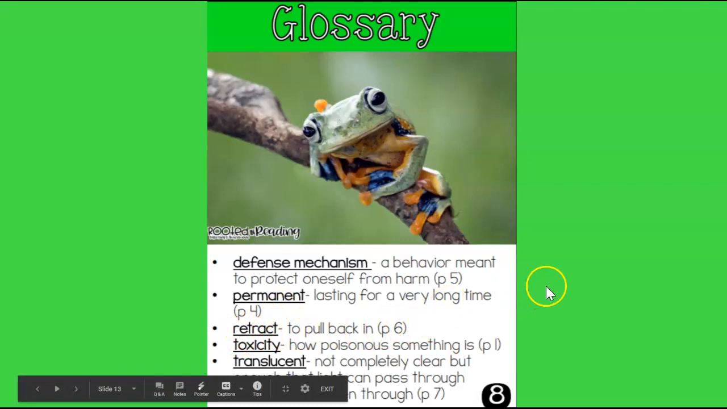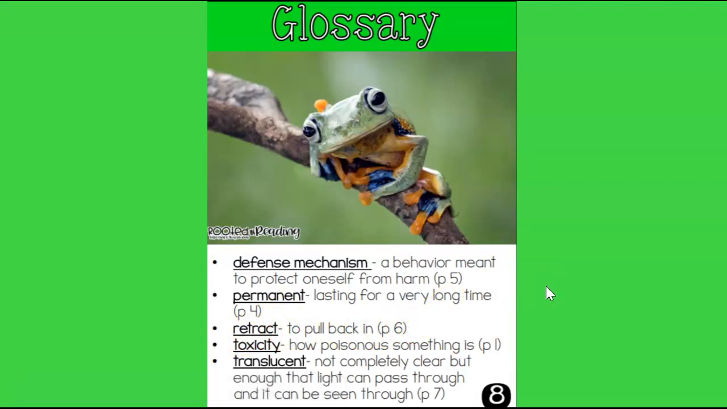Retract means to pull back in, and we learned about that when we talked about the frogs sticking out their tongue to catch their prey and retracting their tongue back in. Toxicity is our next word, which is how poisonous something is. So the toxicity of the poisonous dart frog is very, very poisonous.